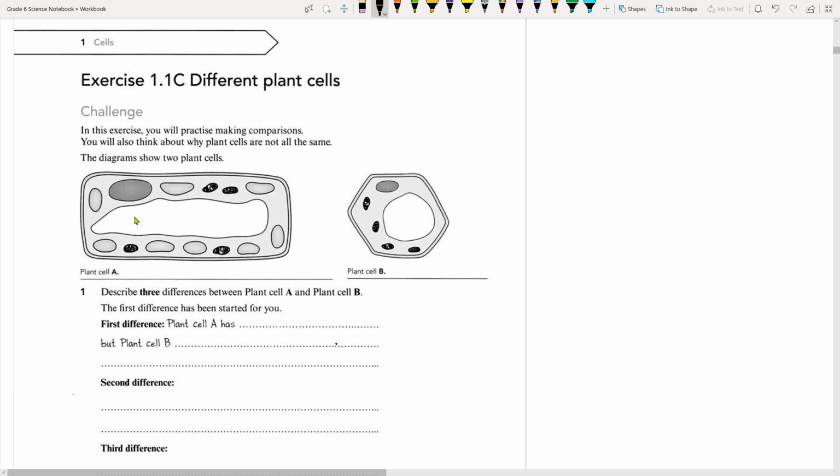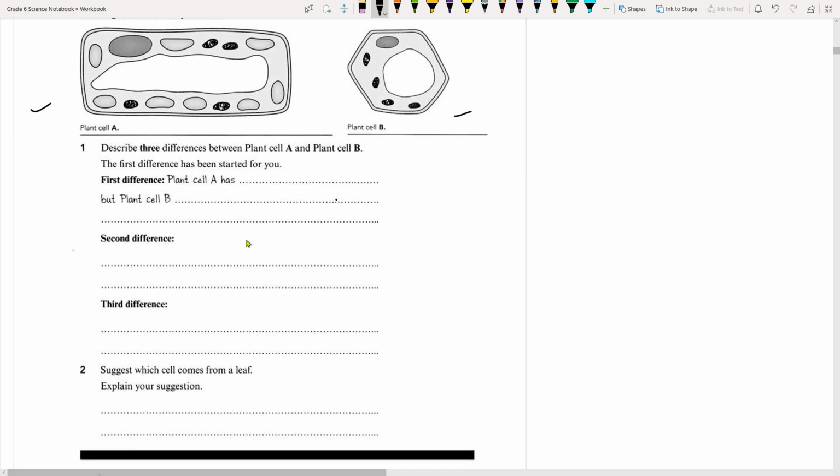The diagram shows 2 plant cells, plant cell A and plant cell B. Now there's a clear difference between the two. Describe 3 differences between plant cell A and B. The first difference has been started for you. This is how you're supposed to write.